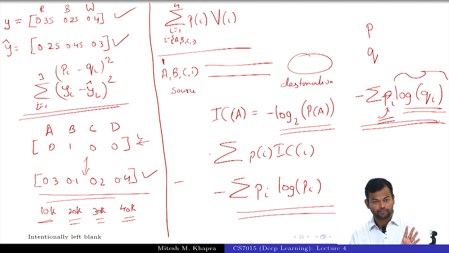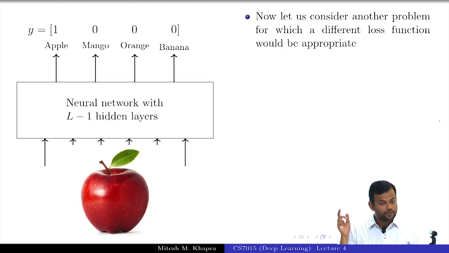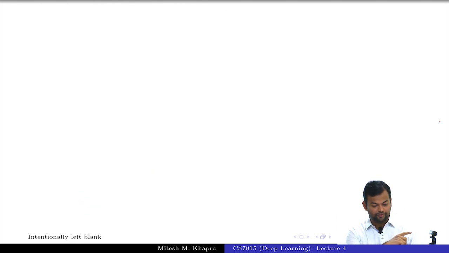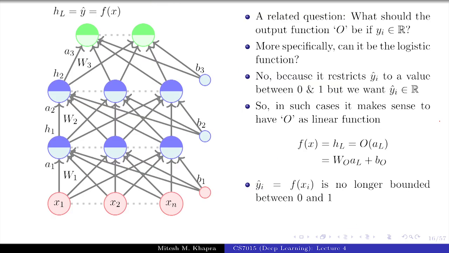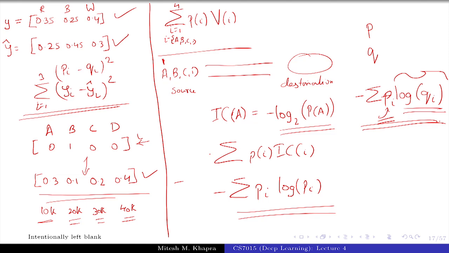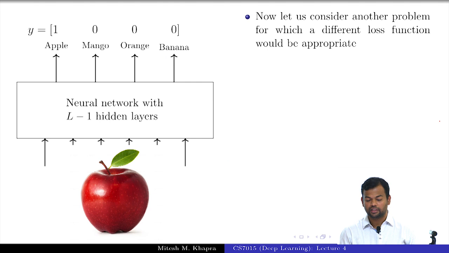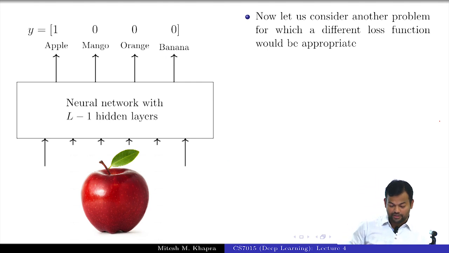Do you get this? So this is for whatever we have done so far, right? Till this point, this was for regression, right? Now I wanted to enter into classification, for which I have built this setup of how to take the difference between two distributions, right?